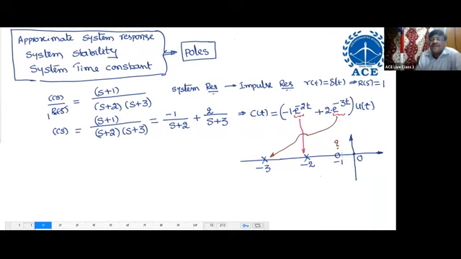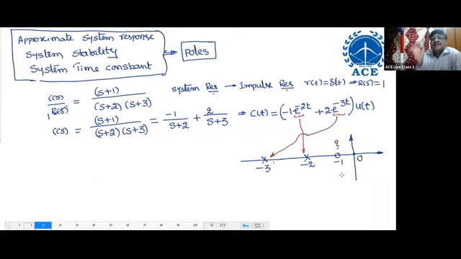Whenever they ask objective bits especially, they'll give only the approximate response. For that, you see the exponential term and write the answer. e power minus 2t exponential decay, e power minus 3t exponential, the answer is exponential decay. That's all. No need to solve, no need to find partial fractions, no need to find CFT.